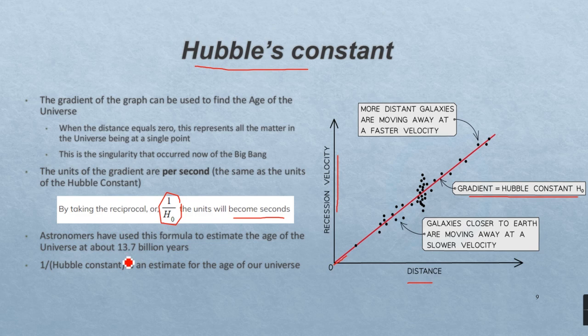Astronomers have used this formula and estimated the age of the universe to be 13.7 billion years using the reciprocal of Hubble's constant. And this would prove that the universe started with a single explosion, which supports the Big Bang theory and also dates the universe to a single start, or a single point.